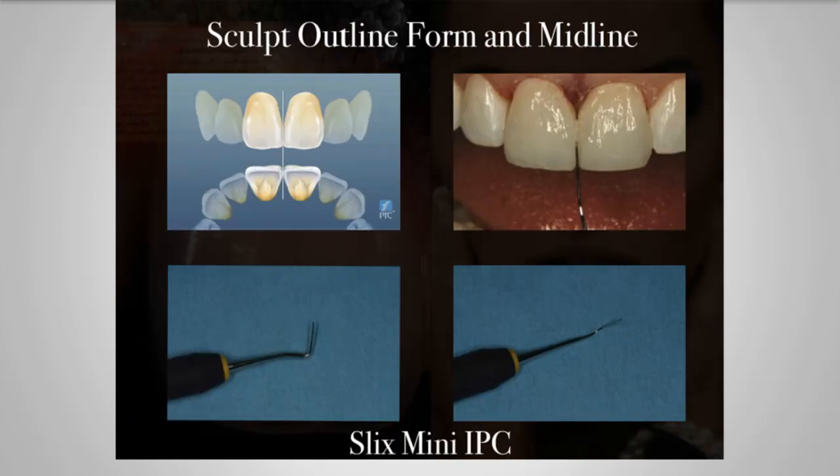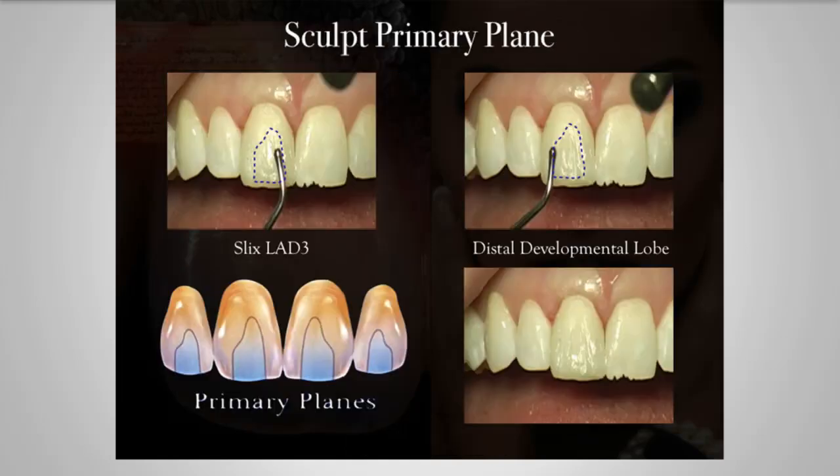You want to use the Slick Mini IPC. This is going to be my favorite for creating outline form, defining obviously the midline. And again, I wish I could teach a lot about outline form, but I need to move along. These are the things that I sculpt, and then I'll show you the things that I actually carve in. But the primary plane is going to be sculpt.